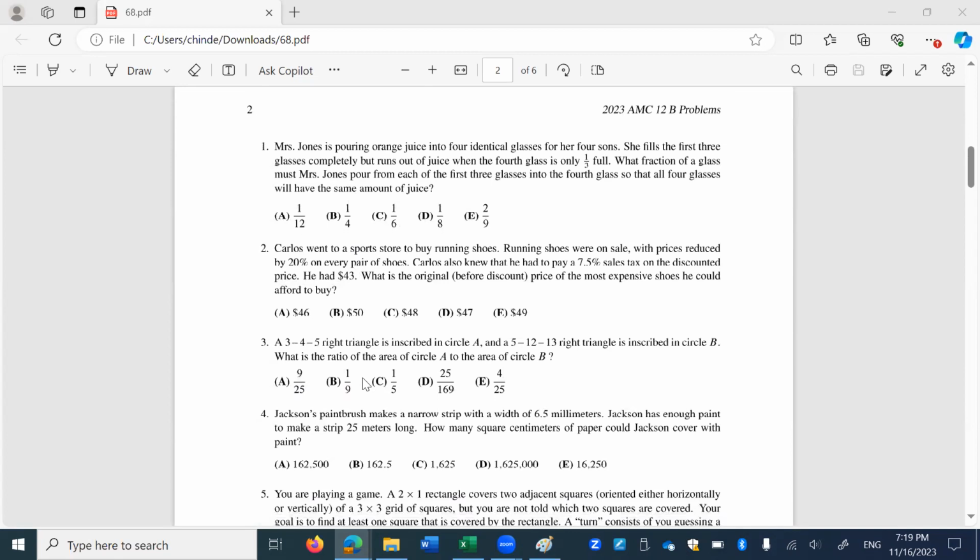So question one, we have 4 glasses of orange juice, 3 are full, 1 is 1/3 full. And we want to pour juice out of the full glasses into the not full glass so that they all have the same amount. So how much juice do we have? We have 3 full plus 1/3 full gives us 10/3 cups of juice. We're going to divide that into 4 cups, which gives us 5/6 of a glass of juice in each, which means we have to pour 1/6 out of the full ones.